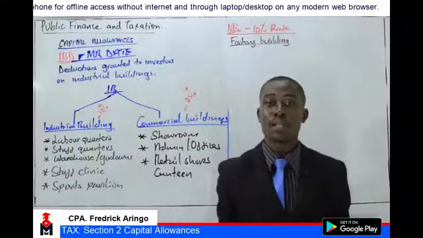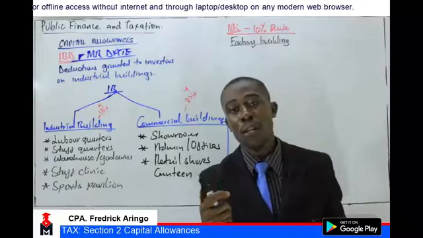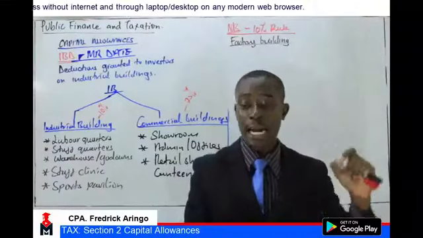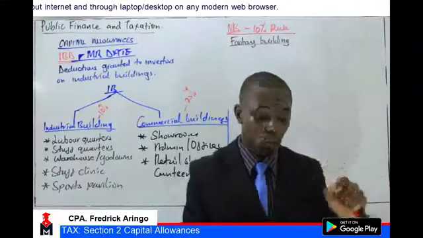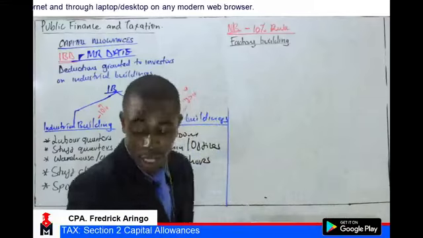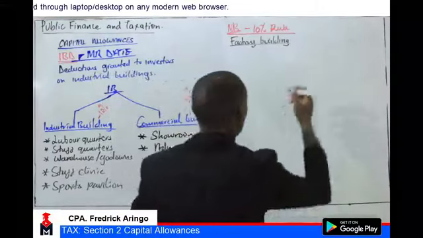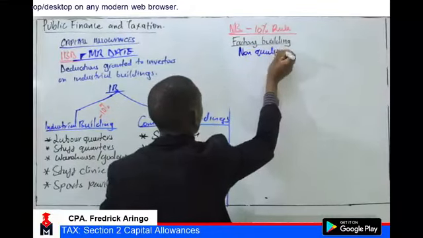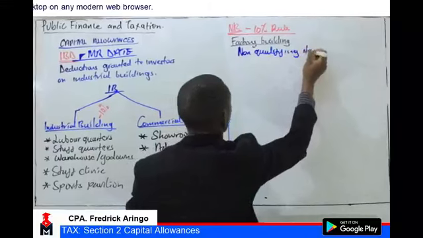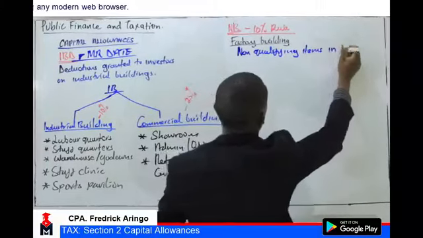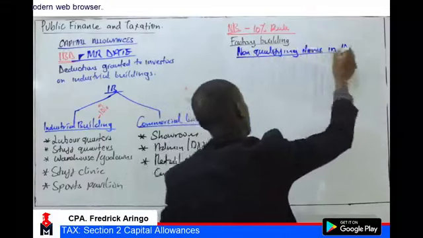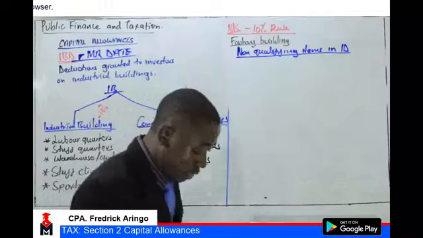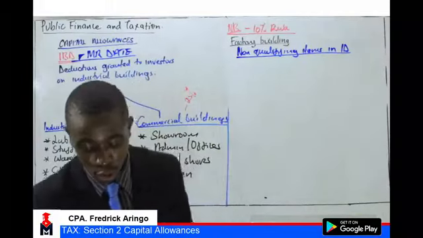And what are these components that will be affected? The components to be affected by the 10% test, we normally term them as non-qualifying items. Non-qualifying items in ID.